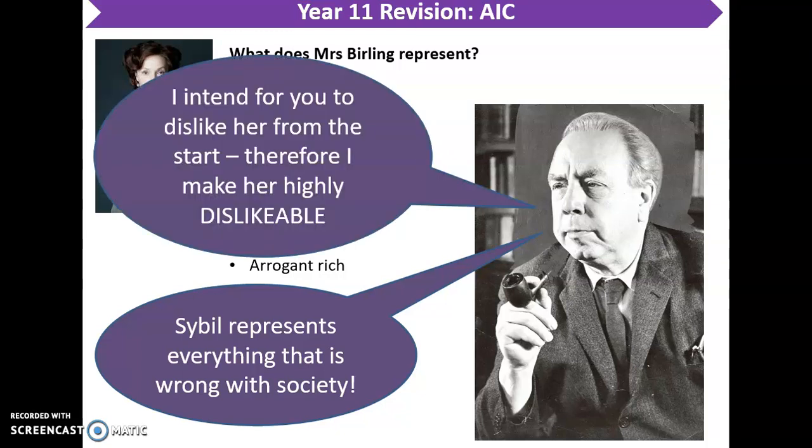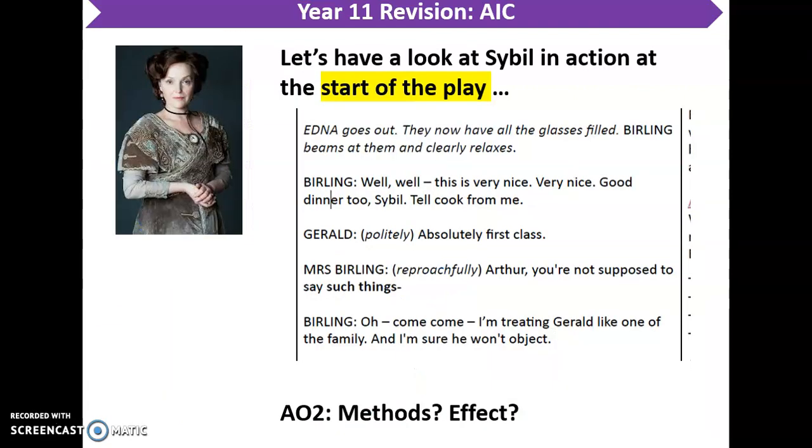So what's Priestley saying? He intends us to dislike Sybil from the start. He sets us against her, and the way he does that is that he uses characterization and other methods to make her highly dislikable, really unlikable for his audience. So let's have a look at the evidence. Let's have a look at Sybil in action at the start of the play.